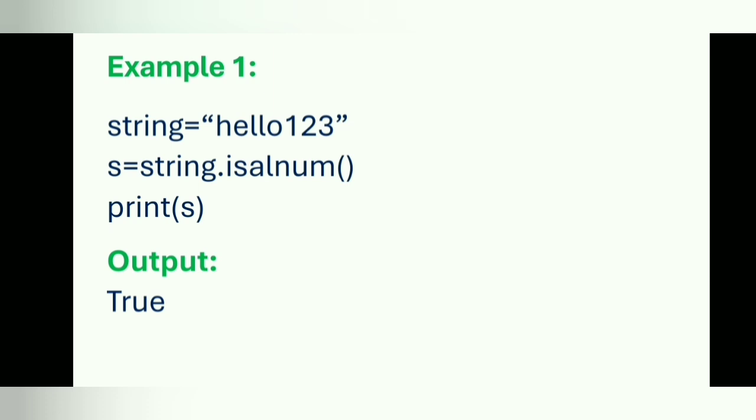Example 1. In this example, we assign the string value hello123 to the variable string. In the following statement, we apply the string.isalnum method to this string. Then the print statement prints the boolean value. Here the output is true because all the characters are alphanumeric. The string.isalnum method returns true if the string consists only of letters and numbers and is not blank. Otherwise, it returns false.